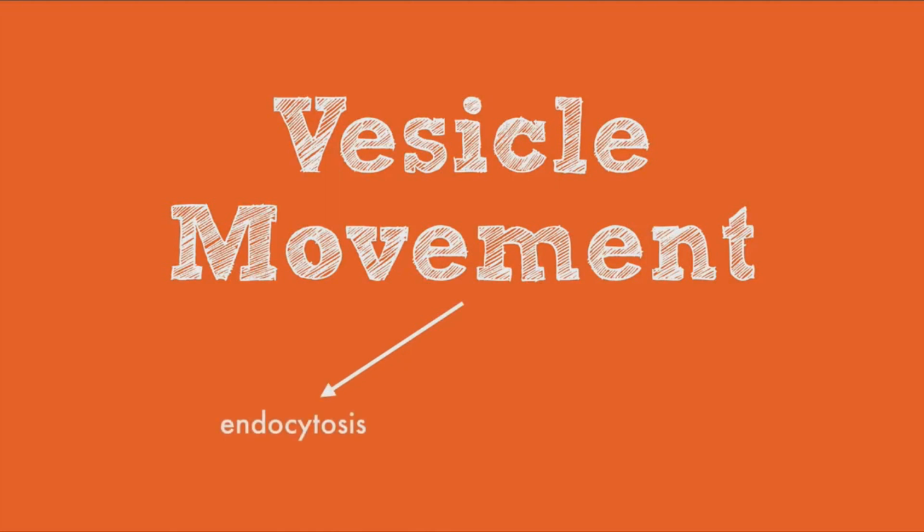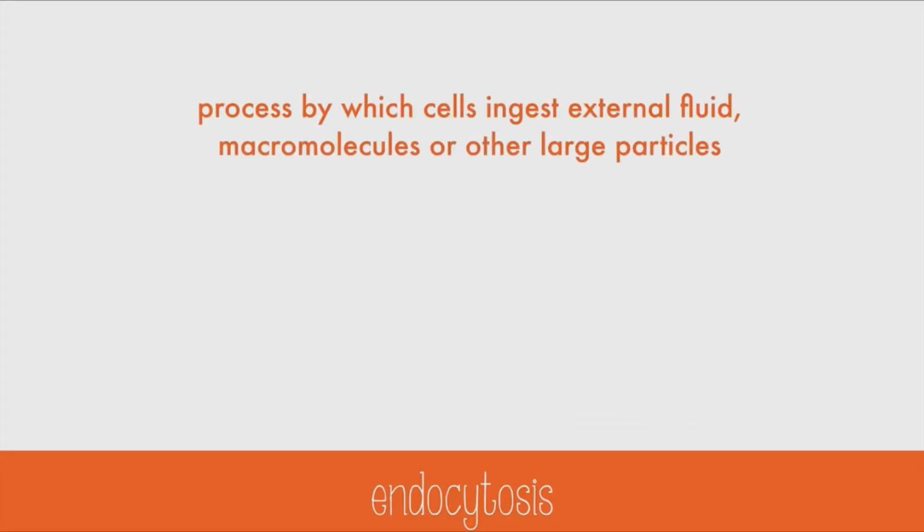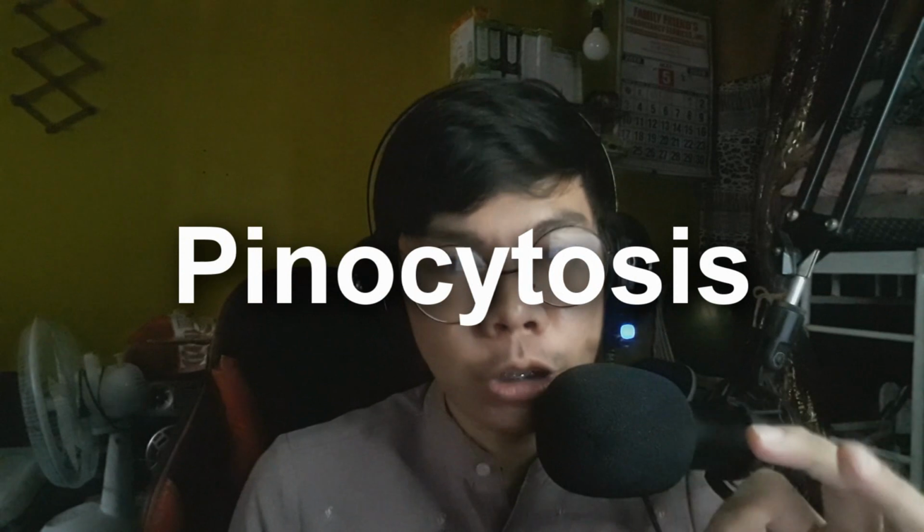Okay, next is vesicle movement. We have two types of vesicle movement, which is endocytosis and exocytosis. Endocytosis is a process in which cells ingest external fluid or macromolecules or other large particles outside the cell. So meaning, endocytosis is like a process of the cell eating an external molecule or any particles outside the cell. So we have two types of endocytosis. First is phagocytosis and the second one is pinocytosis.